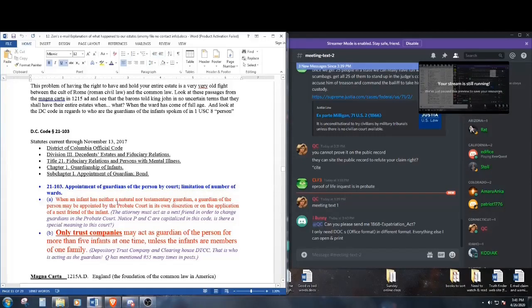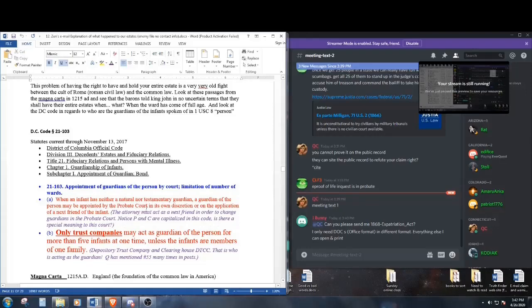When an infant has neither a natural nor testamentary guardian, a guardian of the person may be appointed by the probate court in its own discretion or on the application of a next friend of the infant. The attorney must be acting as the next friend and putting it into the probate court. By the way, notice P and C, probate court, are capitalized. I was still looking through the code to find if there's a special meaning.